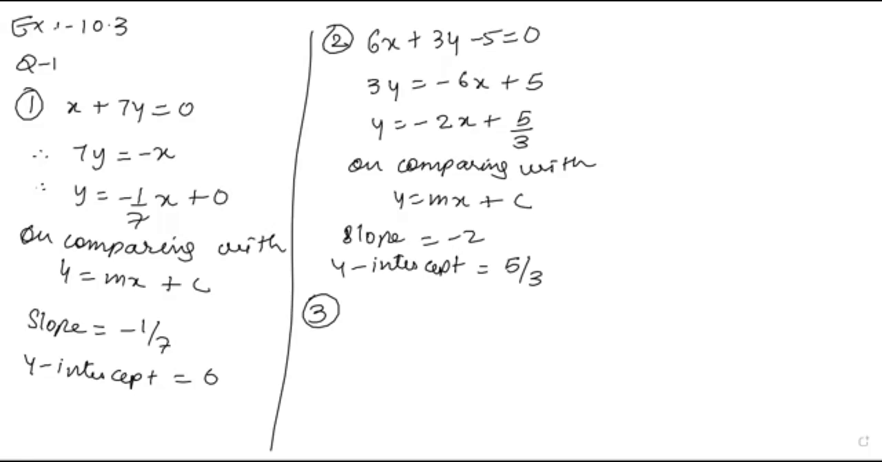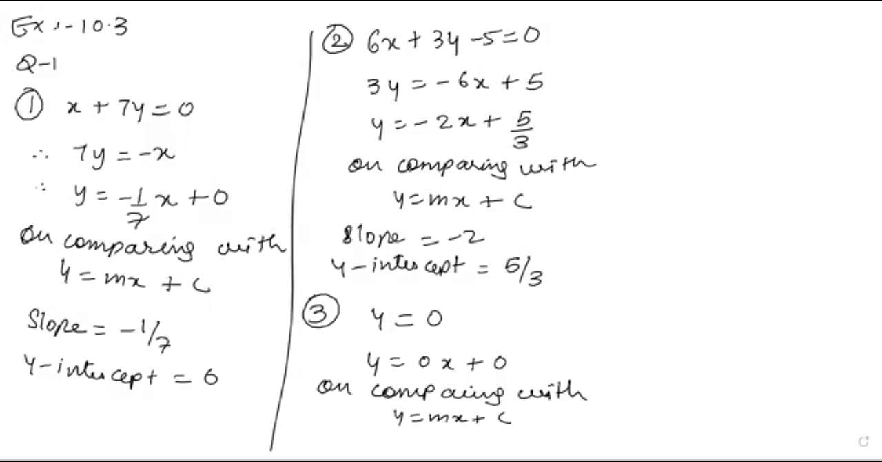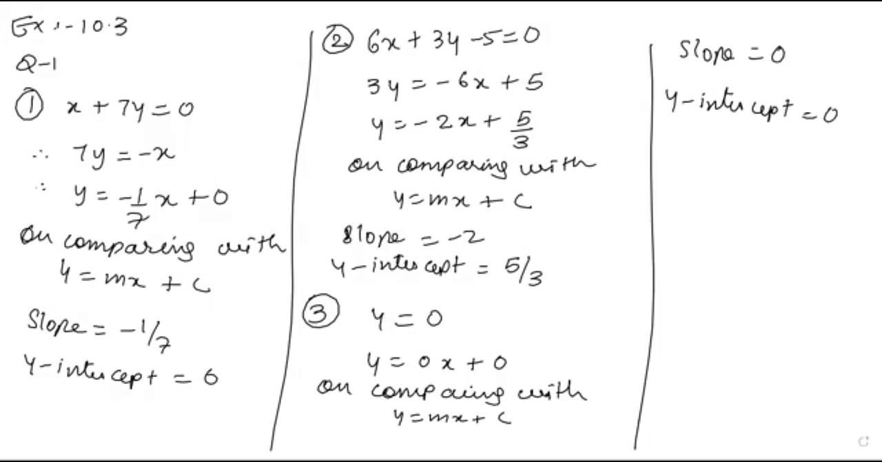If I move on to the third question, then the equation given is y is equal to 0. So I can write this as y is equal to 0 into x plus 0. So on comparing with y is equal to mx plus c, my slope is also 0 and y intercept is also 0.